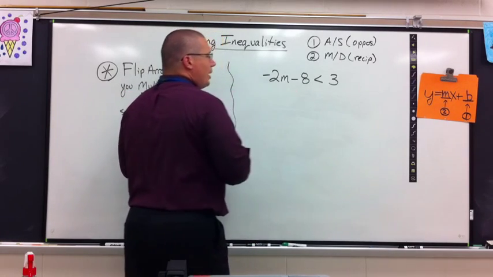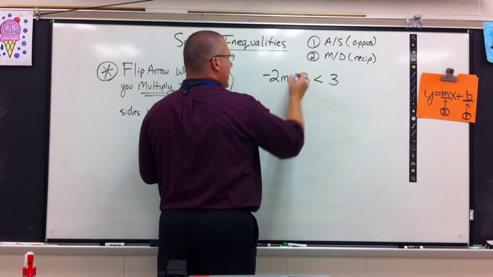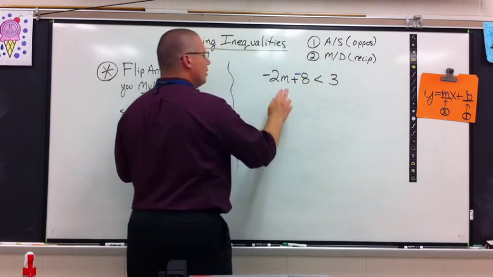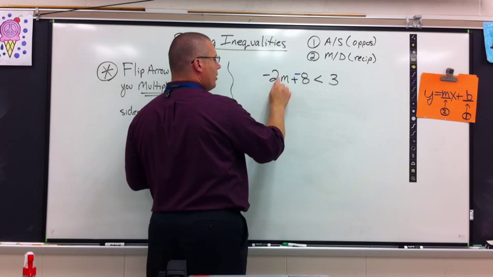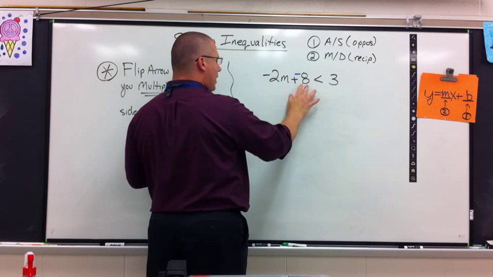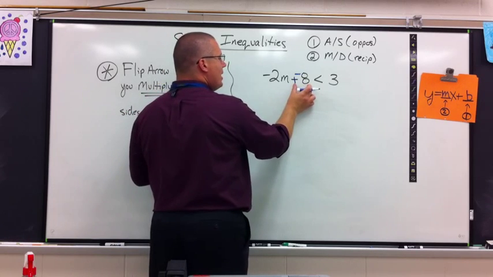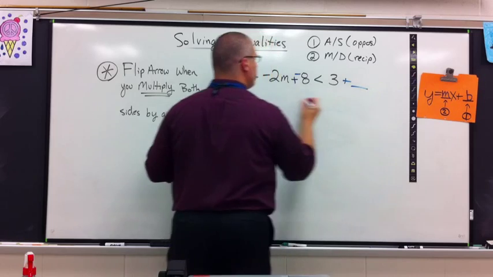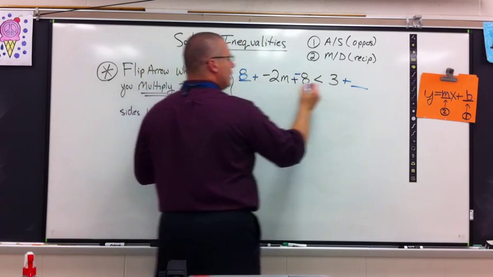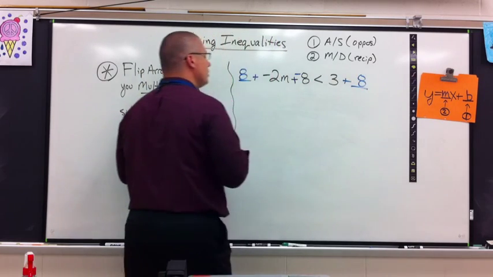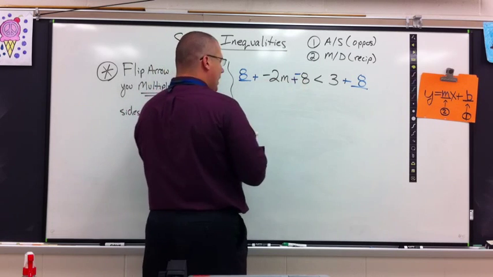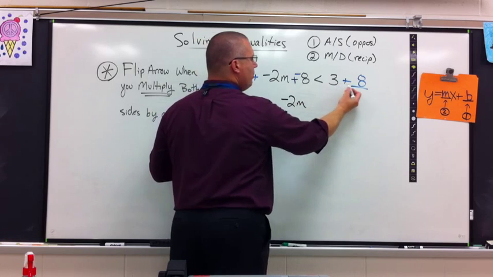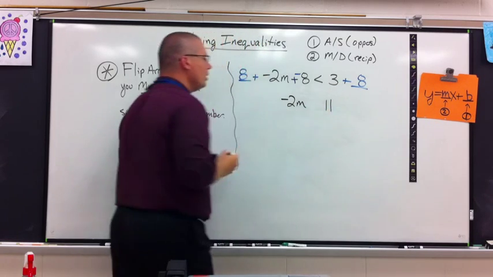First of all, turn all subtraction to addition. This becomes plus negative 8. I want to get rid of added numbers first. This is the multiplied number because it's got a times. This is my added number. How do I get rid of a negative 8? Add its opposite. Add 8 to both sides. 8 plus negative 8 is 0. I'm left with negative 2m. 3 plus 8 is 11.